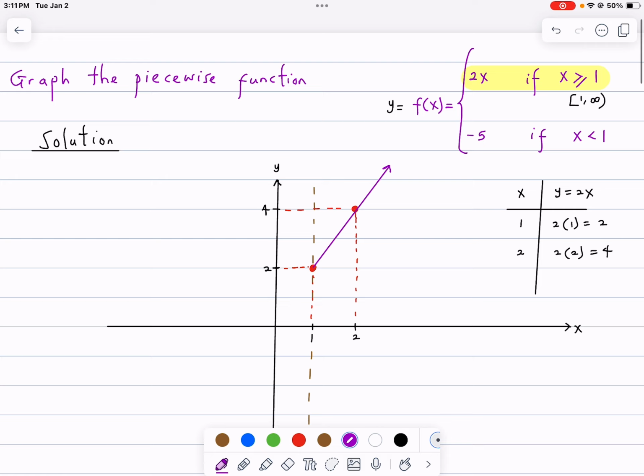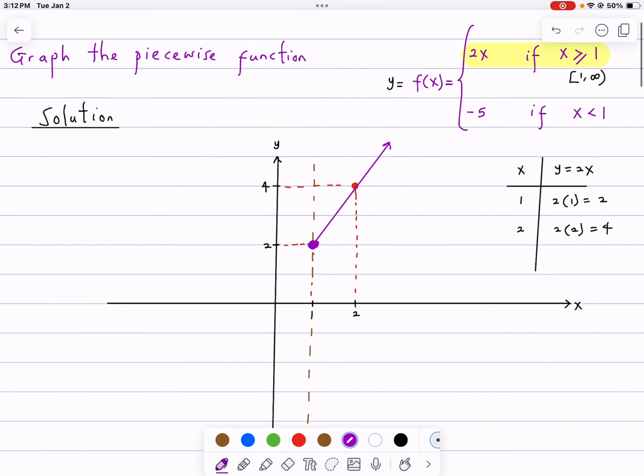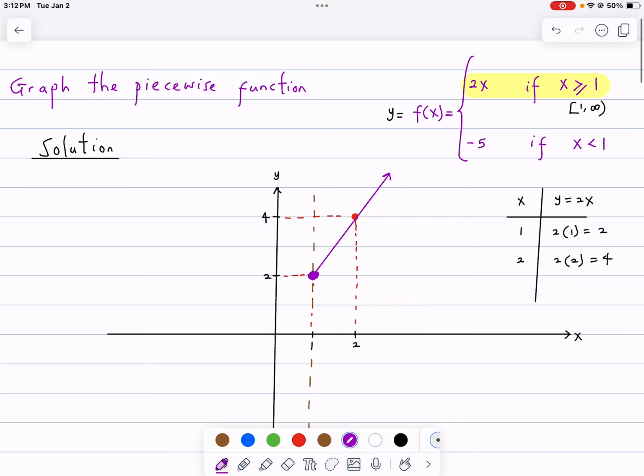And because I have x greater than or equal to, I'm emphasizing the equal to part, so I'm going to shade this part. The equal to means x equals 1 is included. Okay, so we've done the first part. We've drawn the first part of the function.